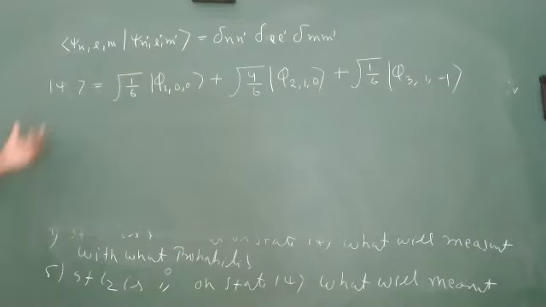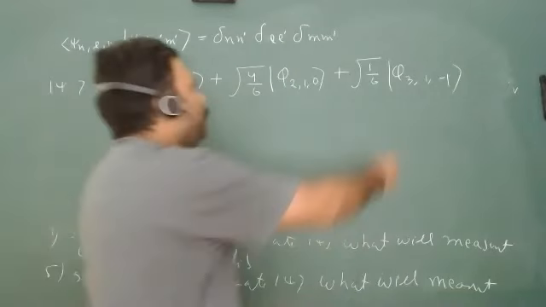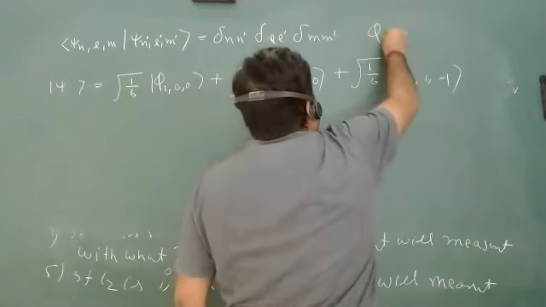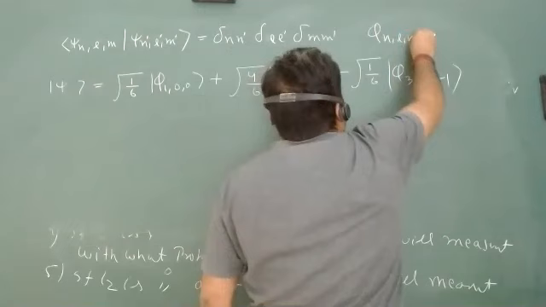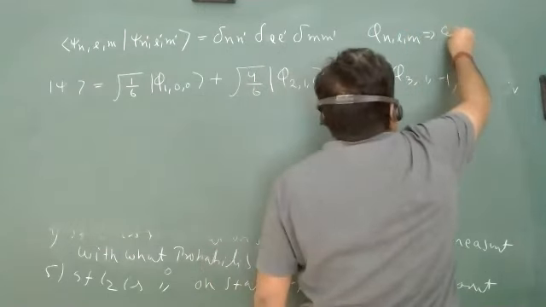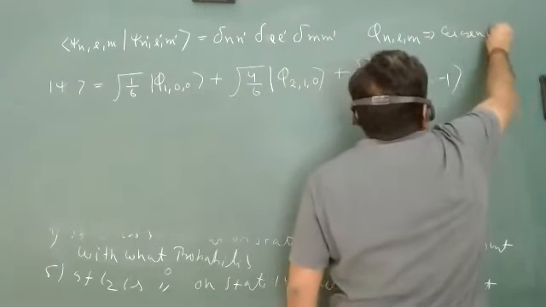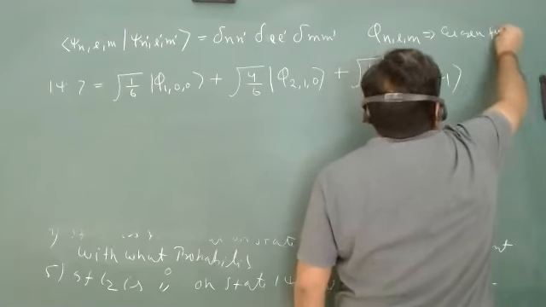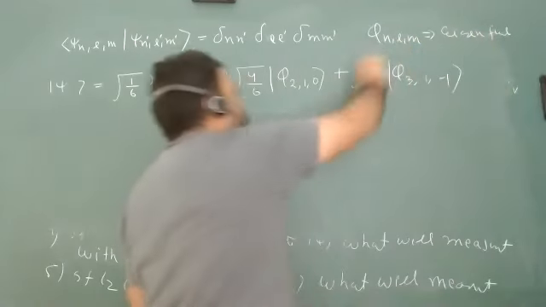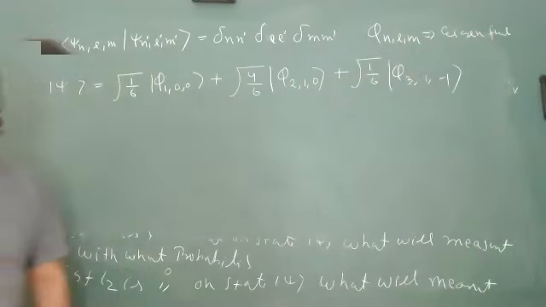So we have to recognize n, l, m. So what is phi n l m? Phi n l m is the energy eigenfunction for the hydrogen atom. So we have to recognize.